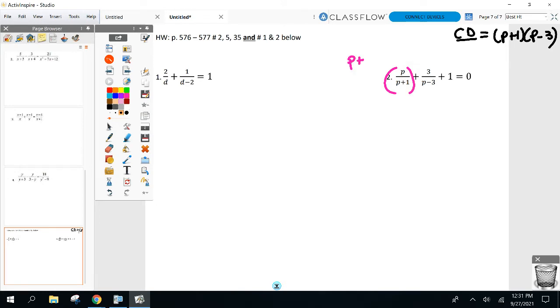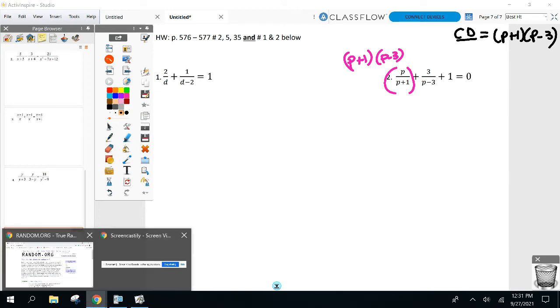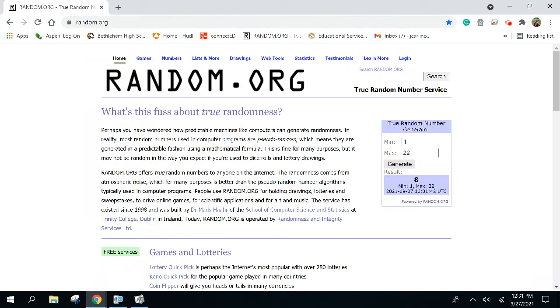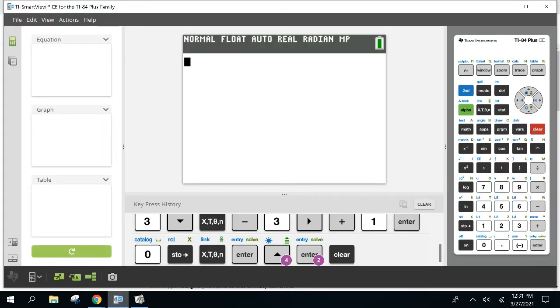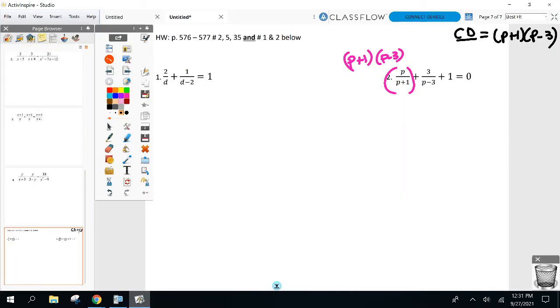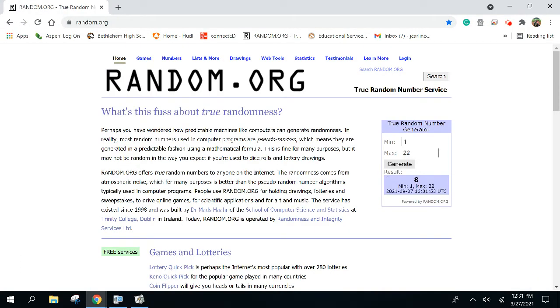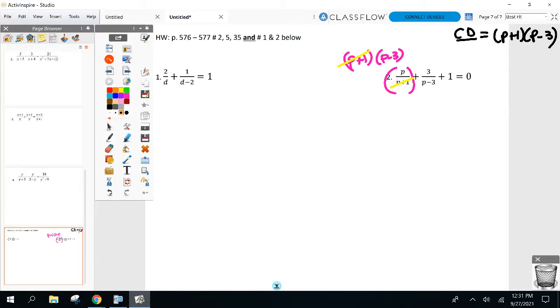Ready? P plus 1, P minus 3. Your goal is to eliminate every denominator when solving these equations. Eliminate every denominator. What crosses out here, top and bottom? Sarah, back to you. P plus 1 is gone. Tell me the 2 things you need to multiply now. You multiply P with P. Yep. And then minus 3.